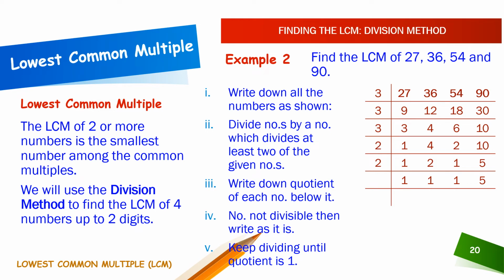Now divide by 2, as there is only a 2 and a 5 left in the last row. 1 divided by 2 needs to be left as a 1, as it is indivisible by 2. 2 divided by 2 is 1. 1 divided by 2 again needs to be left as a 1, as it is indivisible by 2. And likewise for 5, we leave 5 as it is because it is indivisible by 2.